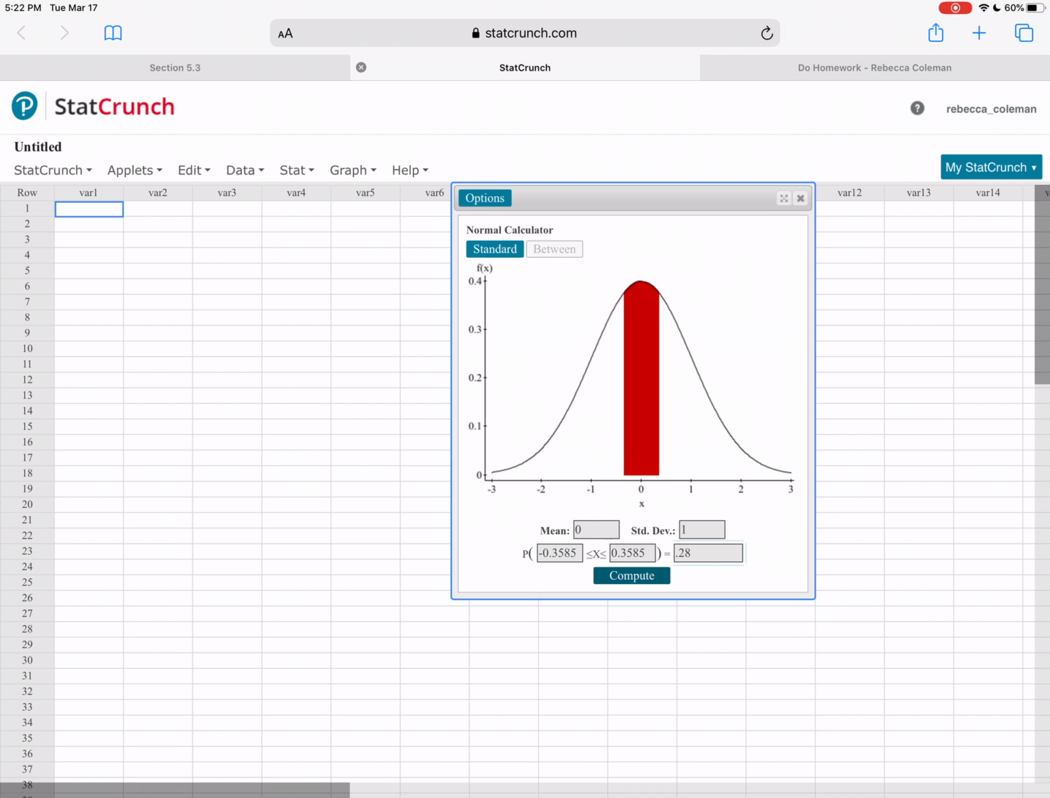Now, I do just want to make a little note for you. You're going to see this referenced in some of the homework problems. There'll be a little note that says if you cannot find one area that gets the closest to what you want, then you will need to average the corresponding z-scores. So watch out for that.